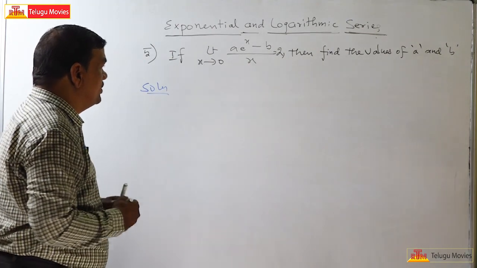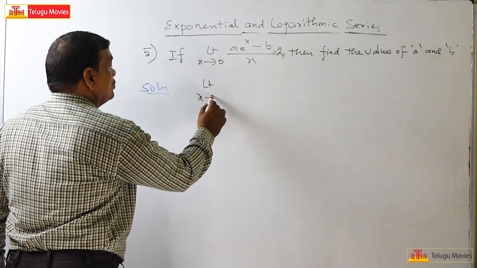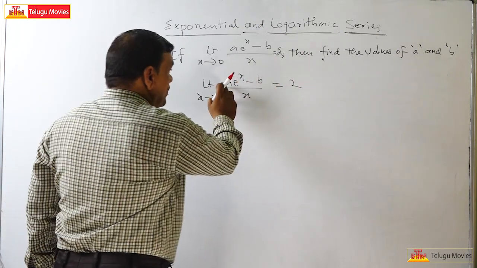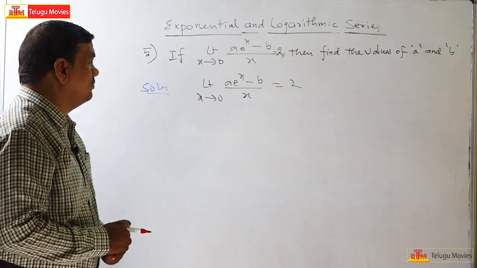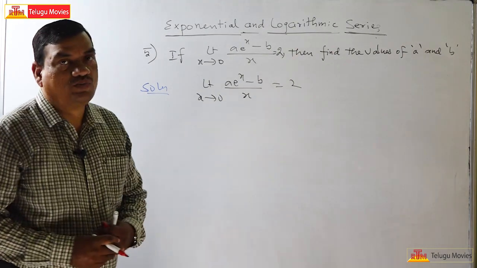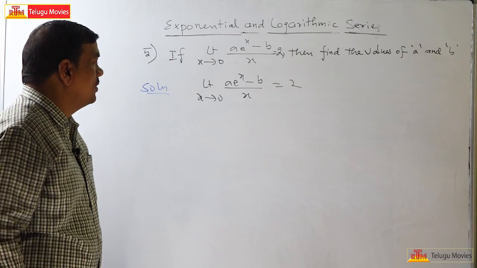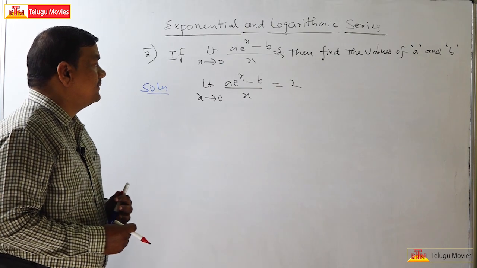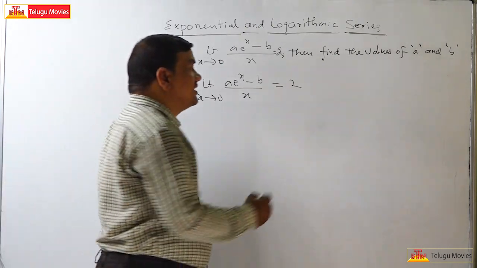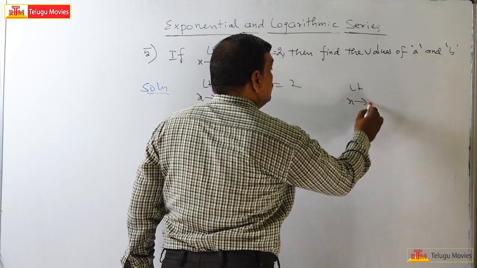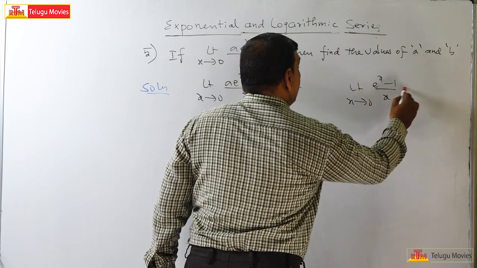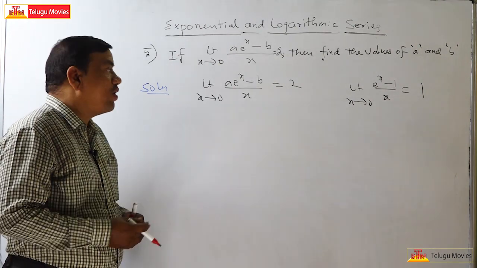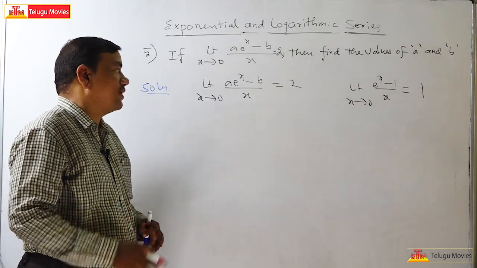Then how to proceed? It is given that limit x tends to 0, (a e power x minus b) by x is equal to 2, and we have to find the values of a and b. Then how to do this problem? We can guess the answer. How can we guess the answer? See here, limit x tends to 0, (e power x minus 1) by x is equal to how much? 1.